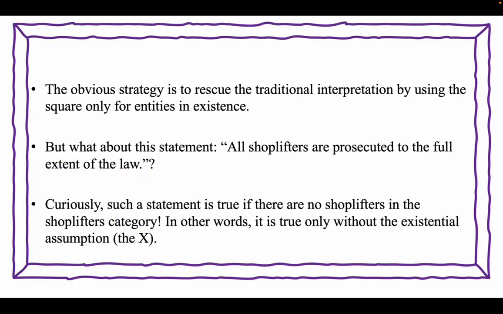So now the obvious strategy would be to rescue the traditional interpretation of the square of opposition by using the square only for certain entities and not for others, namely the entities that do exist. But here's the problem. What are we going to do about the following statement? All shoplifters are prosecuted to the full extent of the law.